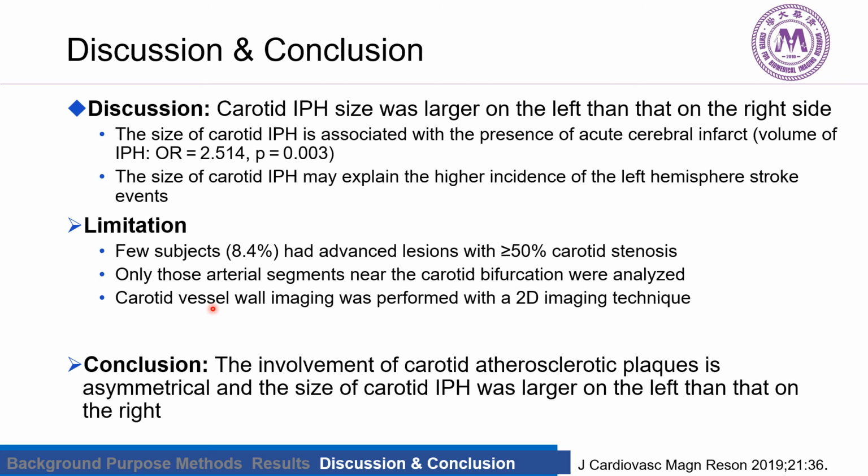In conclusion, the involvement of carotid atherosclerotic plaques is asymmetric, and the size of carotid intraplaque hemorrhage was larger on the left than on the right. More attention should be paid to bilateral carotid plaques and the size of carotid intraplaque hemorrhage for symptomatic individuals in China.